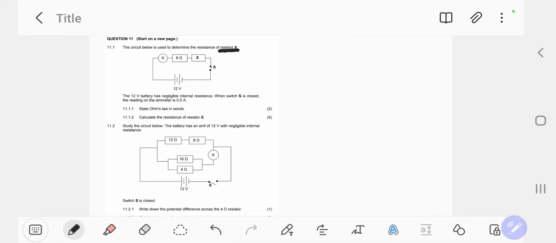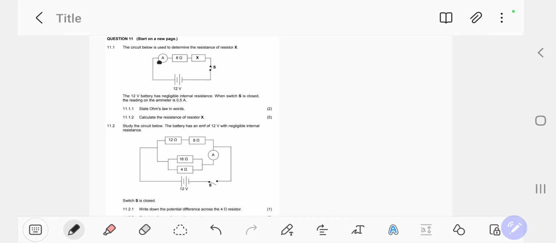Now we need to study the circuit. Look at your battery, which is this one. You can tell that your positive terminal is on the left and your current is flowing in a clockwise direction, going this way. The ammeter is connected in series, so it measures the total current of the circuit.